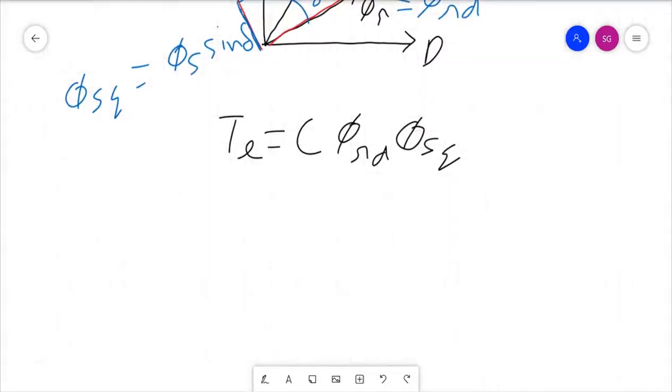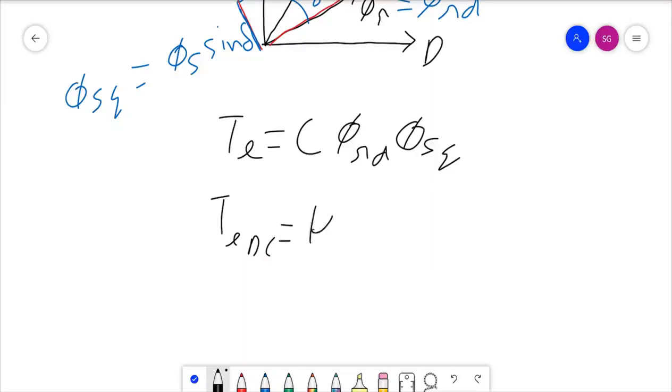So this is equivalent to your DC torque equation. In a DC machine, the torque is written as Kt phi into Ia. Here this phi SQ may be represented by the stator current component.